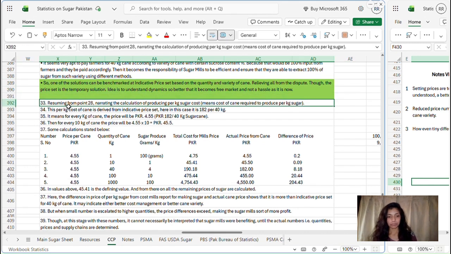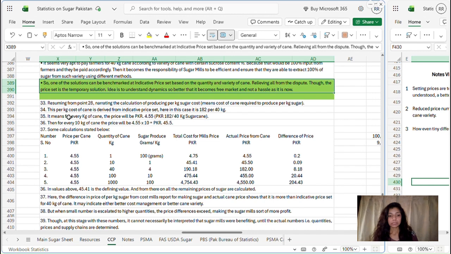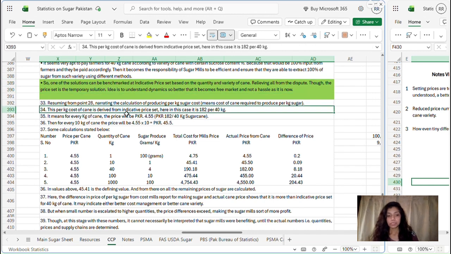So from here, we are going to start something which is not related directly to what we discussed just previously. So this per point 34, this per kg cost of cane is derived from the indicative price set. Here in this case, it is 182 per 40 kgs. Now you have to find out what is the cost of 1 kg of cane.